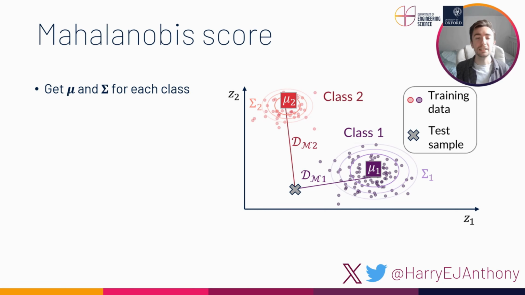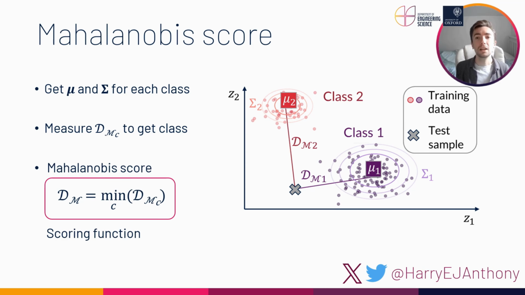However, in reality, the training data will contain several classes, which we expect to occupy different regions in the latent space. So to account for this, we measure the mean and covariance matrix of each class in the training data. We then use this to measure the Mahalanobis distance from an input to each class centroid. And we use the distance to the closest class centroid, which we call the Mahalanobis score, as our OD scoring function.